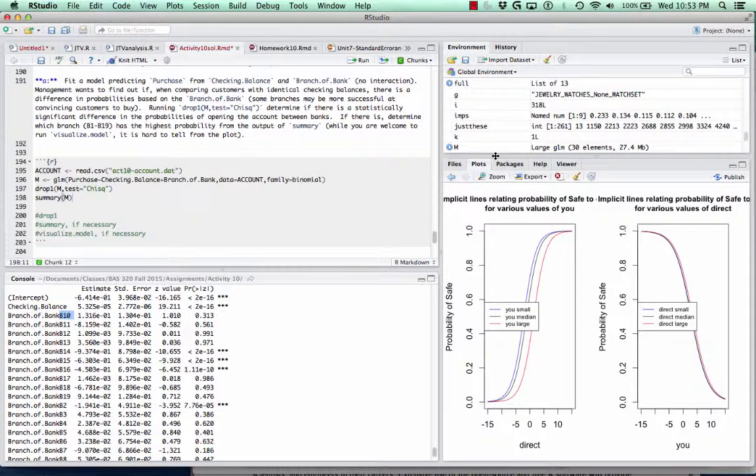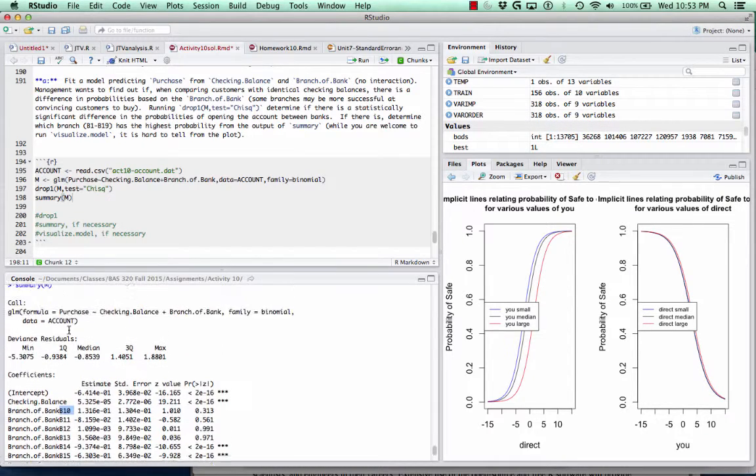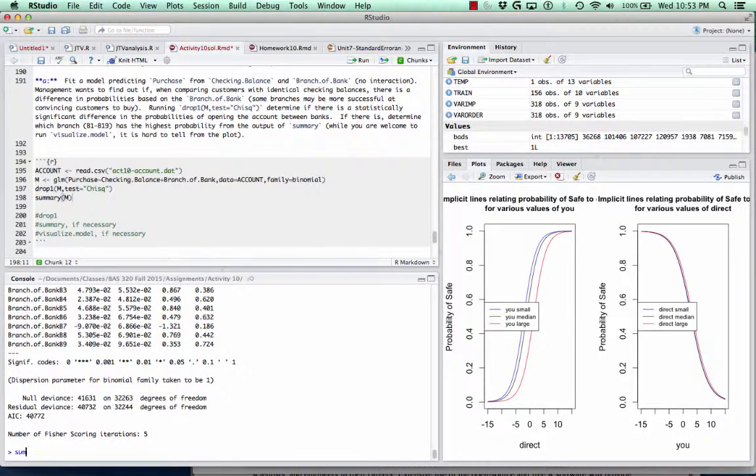And so what am I actually predicting here? That's something I should have checked. Well, if I look to see what the data looks like, account $ purchase, what are the levels?